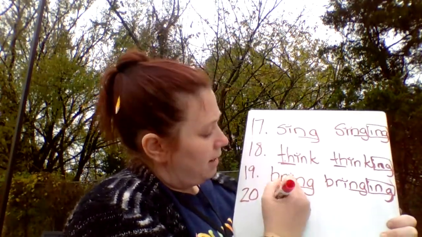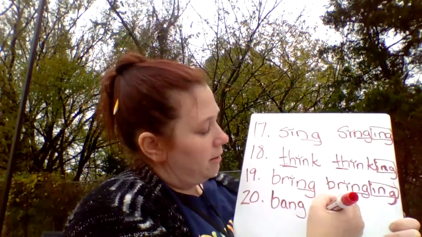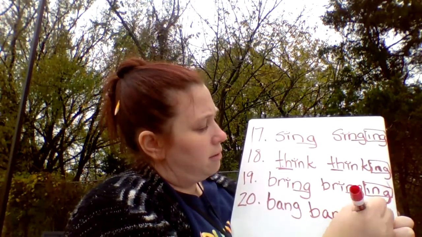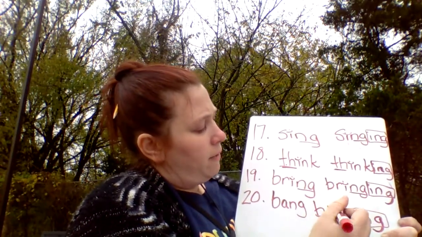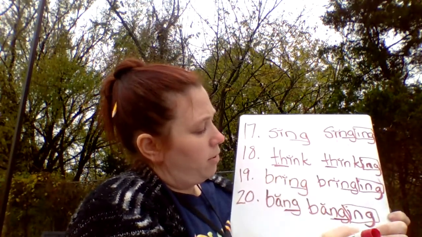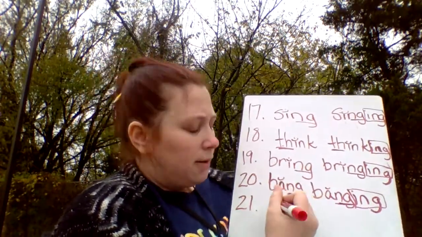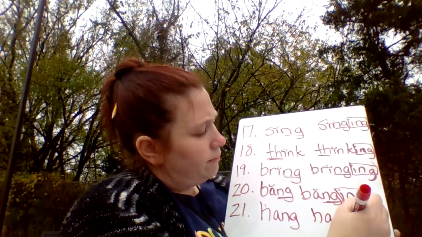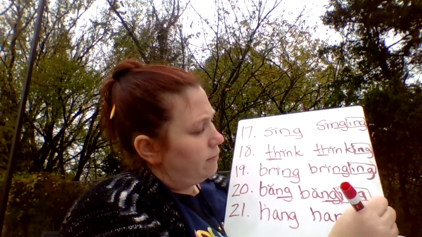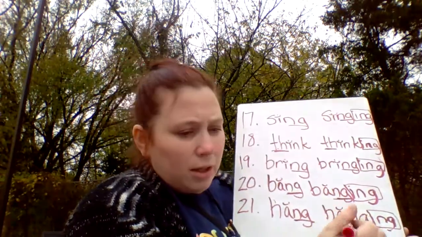20, bang. And then banging. We box off our ing, we get a breve, and we underline our ng, and it gets the breve. Okay? And number 21, our last one, is hang and hanging. So here we're going to underline our ng, it gets a breve. Here we're going to box off our ing, underline our ng, and it gets a breve.